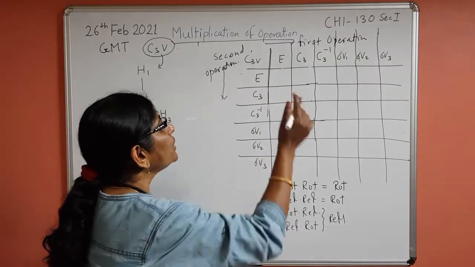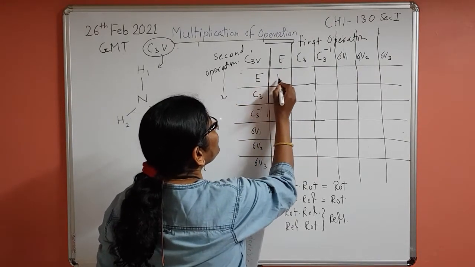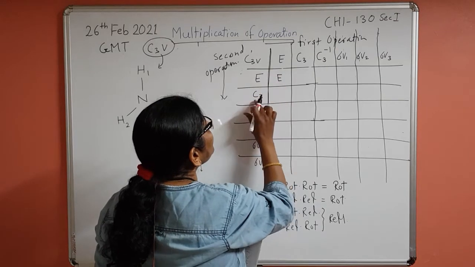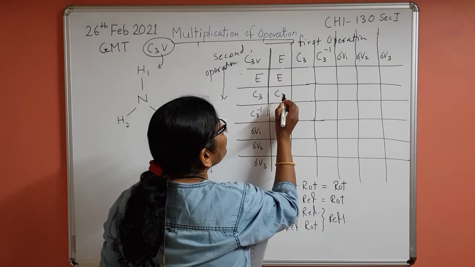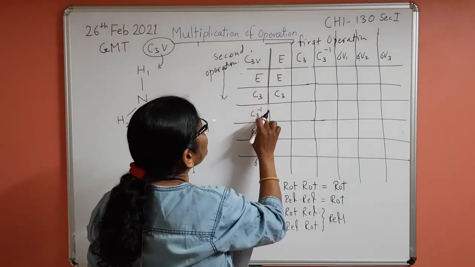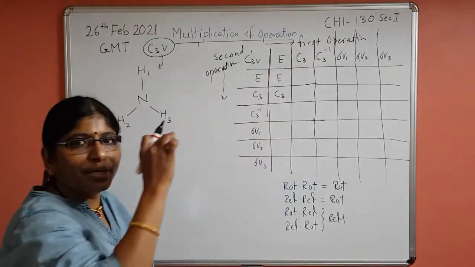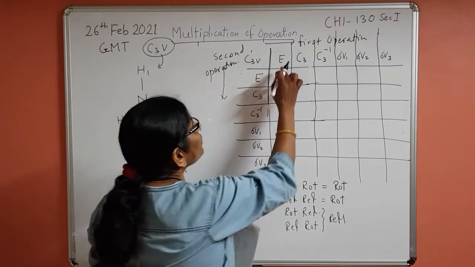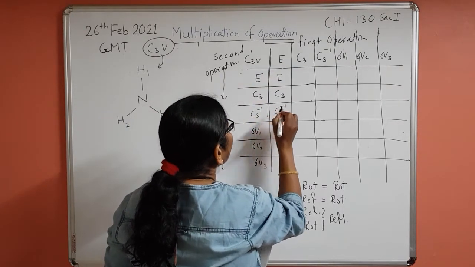Now if you perform the operation identity into identity, all of you know it will end in identity. Similarly, C3 into identity, again we have to apply that identity law and write that operation. Identity into C3. See, this is the first operation and this is the second operation; we have to keep this in mind while doing the product. So identity into C3 inverse, again this will end in C3 inverse.